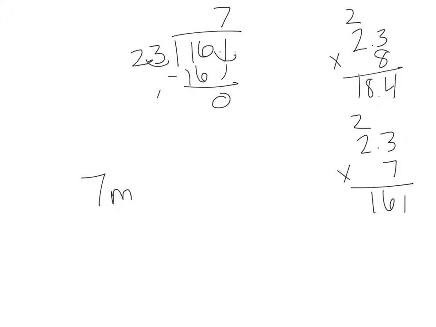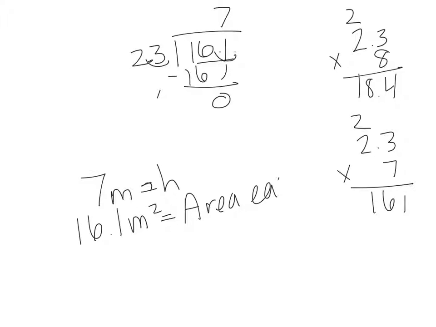I can't go back to the next slide. 7 for each triangle is our height. And then the area for each of those triangles, if you remember, was 16.1 meters squared. It's the area for each triangle. Okay. And remember to put that in your homework because I just solved it with you, okay?